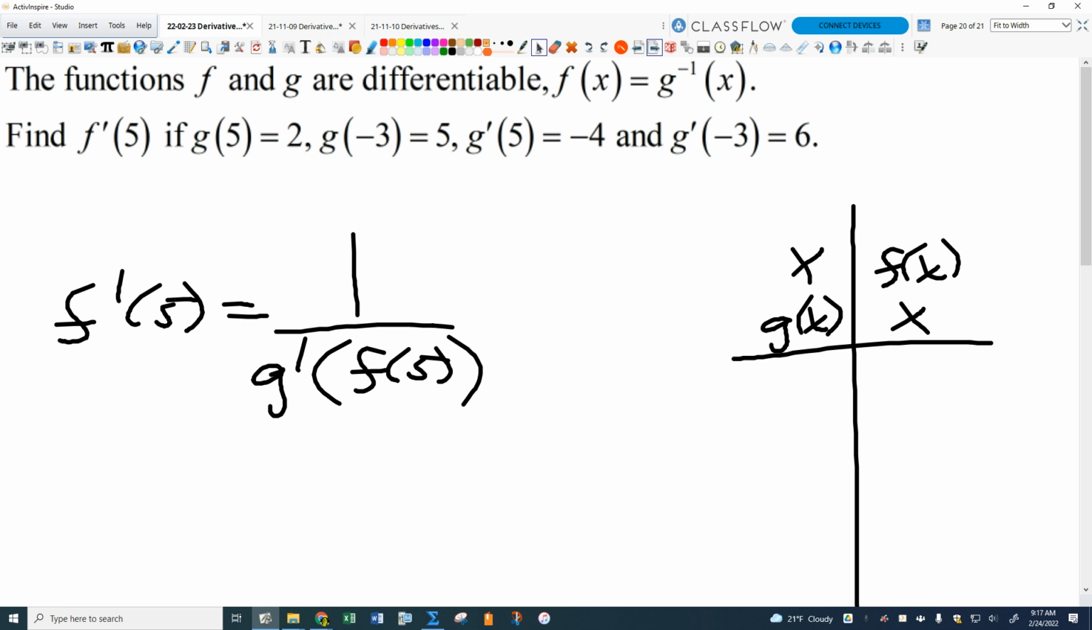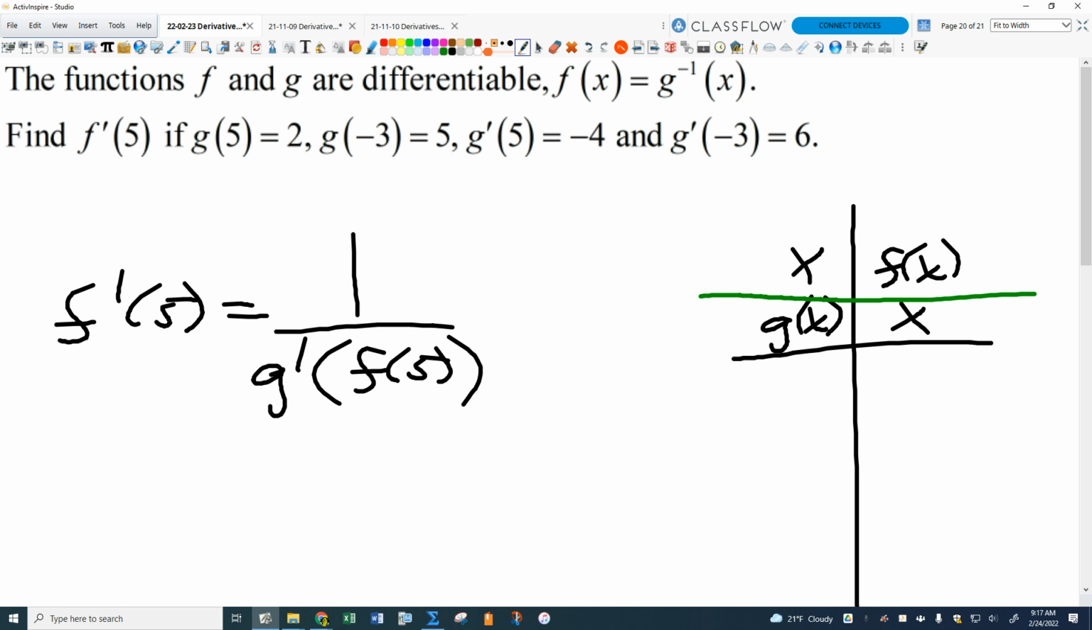Okay, here's another classic one where they're going to give you some extraneous information. I'm going to try to throw you a curve. Give you a bunch of extraneous information, all right? So find f prime of 5 if they give you all this stuff up here. Okay, well, let's turn this stuff into some ordered pairs.